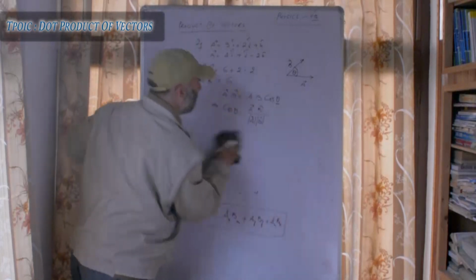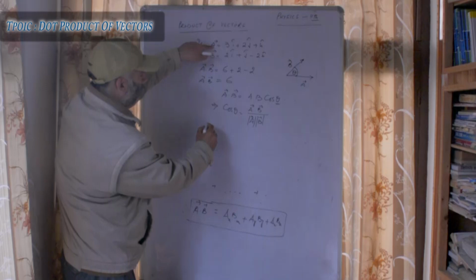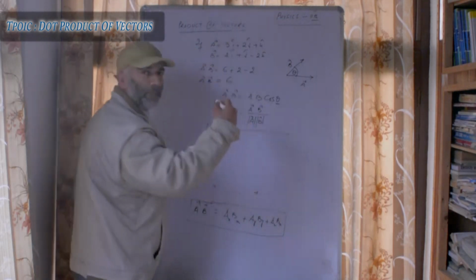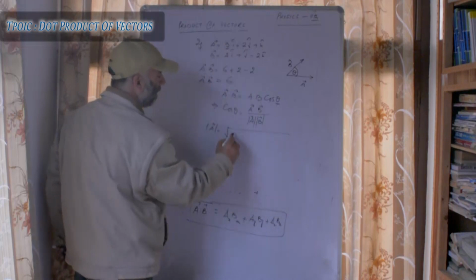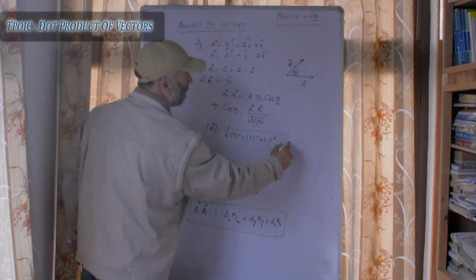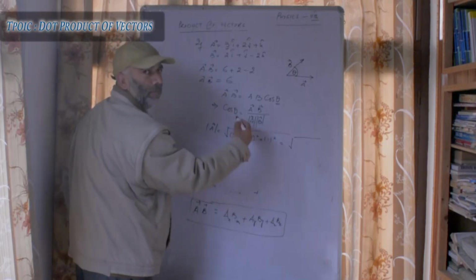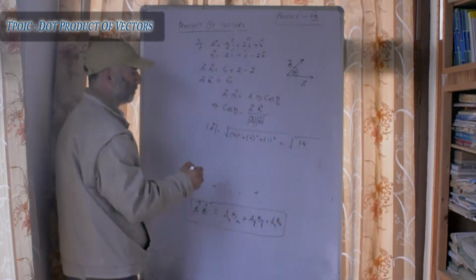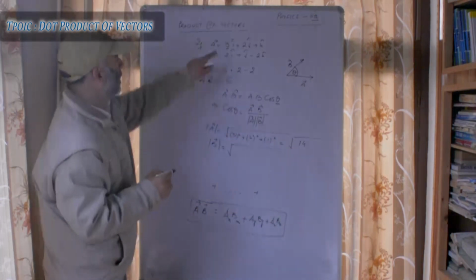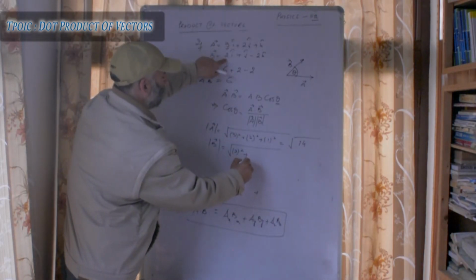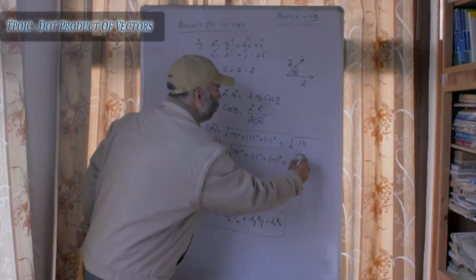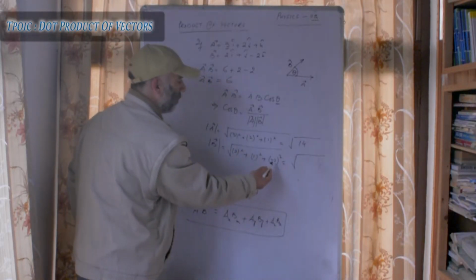So simply we can calculate here. If this is vector A, mod of A will be equal to root of ax square plus ay square plus az square. What is ax? That is 3. This is 3 square plus 2 square plus 1 square, that is equal to root of 9 plus 4 plus 1, that is 14. Similarly, mod of B will be equal to root of bx square, that is 2 square plus 1 square plus minus 2 whole square. So that is equal to root of 4 plus 1 plus 4, that is equal to root of 9.